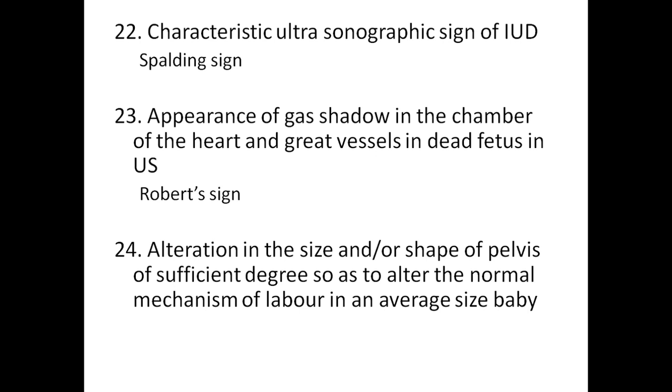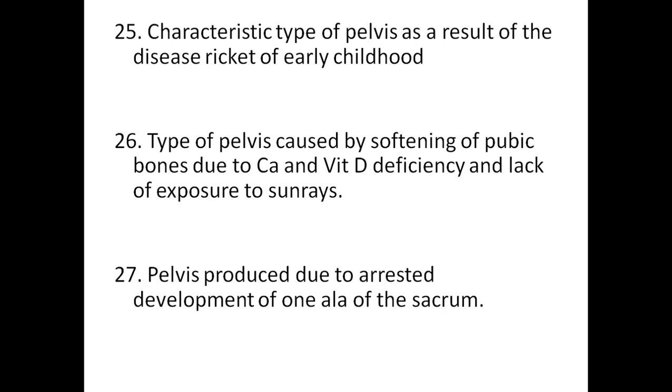Alteration in the size and shape of the pelvis, of sufficient degree to alter the normal mechanism of labor in an average size baby, is called contracted pelvis. The characteristic type of pelvis resulting from rickets in early childhood is known as rachitic flat pelvis. The type of pelvis caused by softening of pelvic bones due to calcium and vitamin D deficiency and lack of exposure to sun rays is known as osteomalacic pelvis.